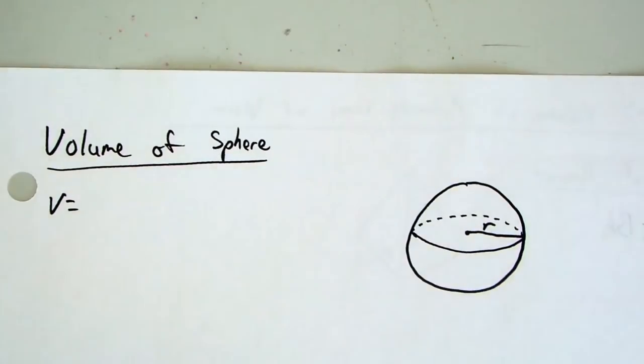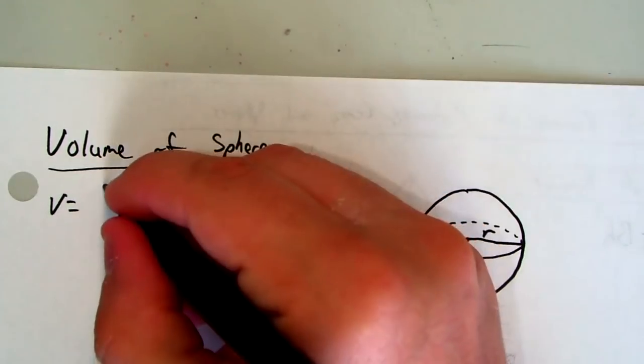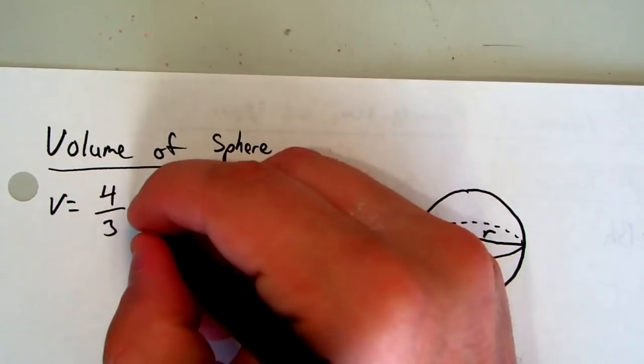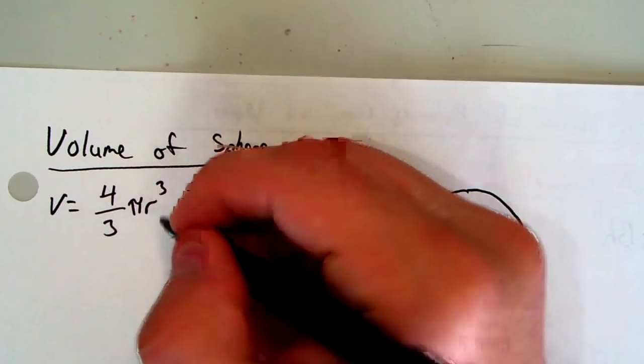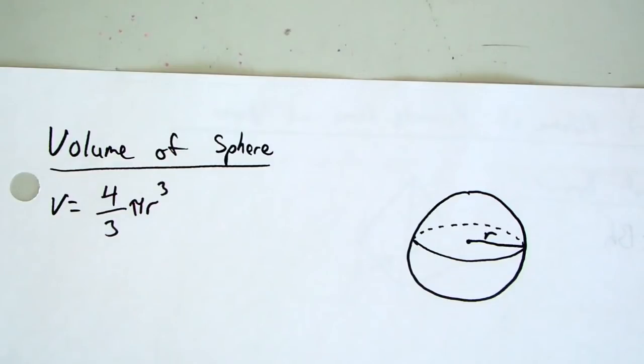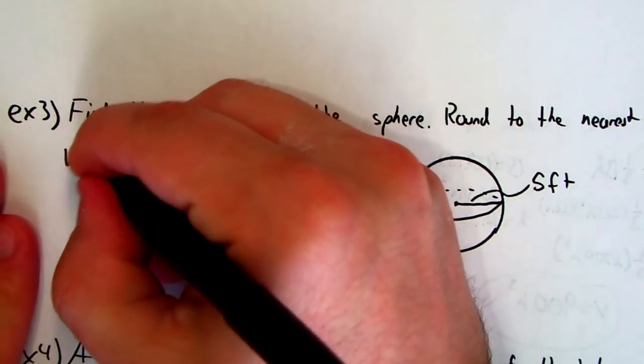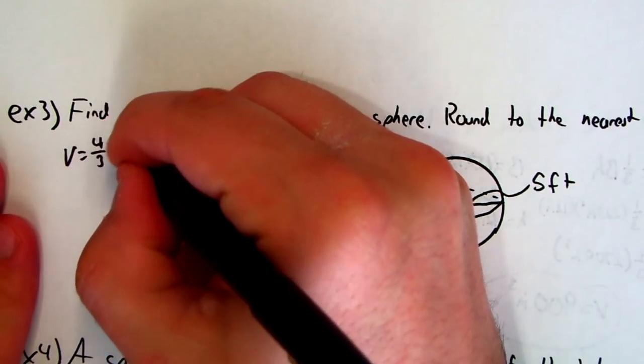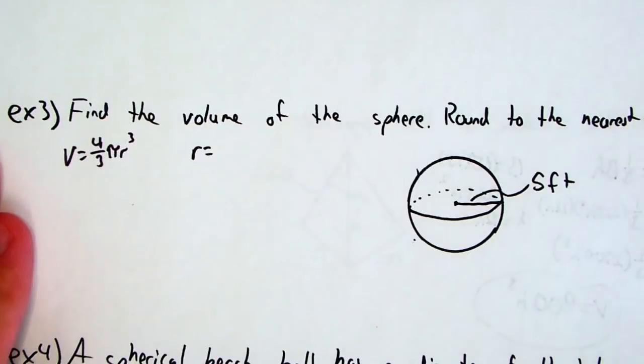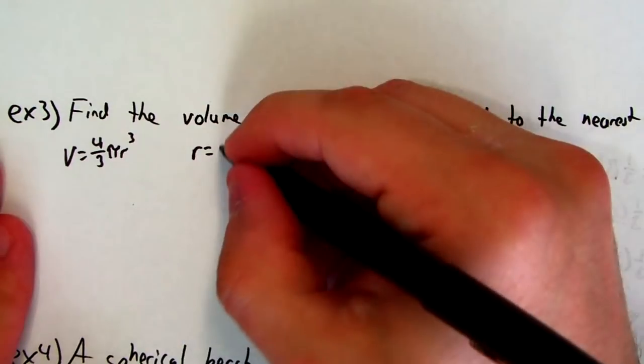Last thing we're going to be talking about is the volume of a sphere. So the volume of a sphere is very different. Volume of a sphere is 4/3 pi r cubed, where again the r is the radius. So let's go ahead and do an example off of that. So find the volume of the sphere and round to the nearest tenth. So again, volume is 4/3 pi r cubed. R in this case is the radius, which is 5 feet.